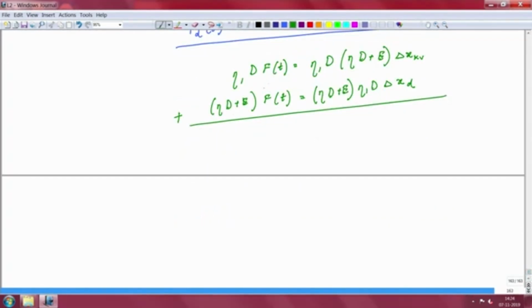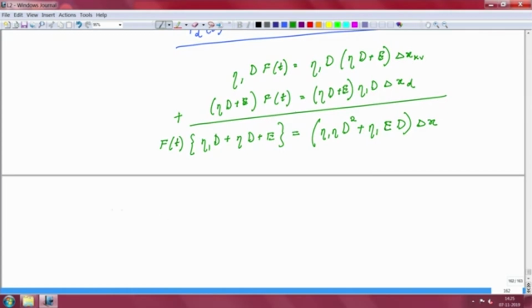Here we will get f(t) times (eta 1 D plus eta D plus E), and this is equal to, if you open all the brackets, eta eta 1 D square plus eta 1 E D. Let me write E last because D is the operator, into delta x. These two got added together and they become delta x.